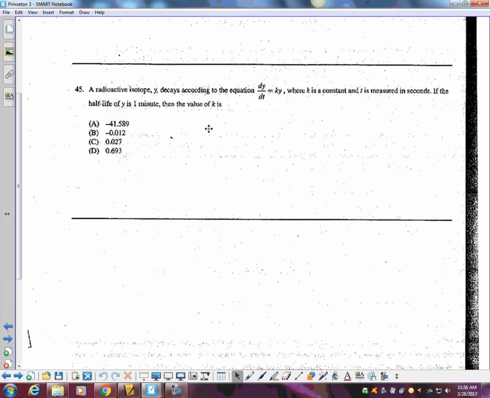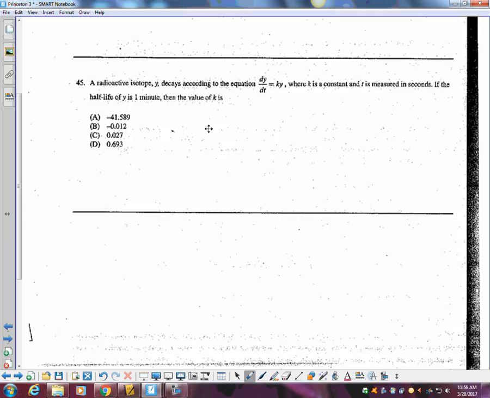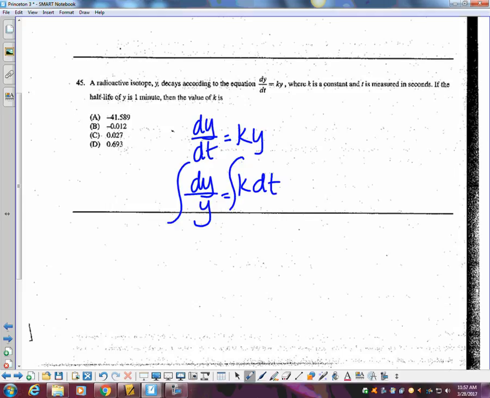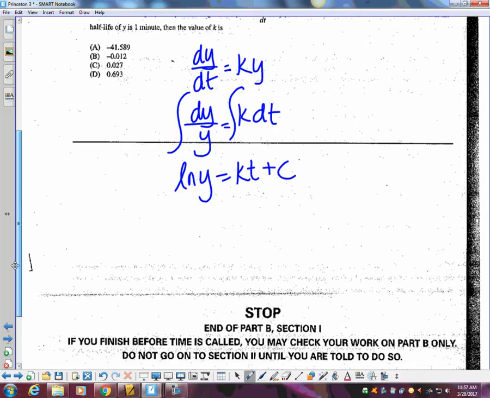Okay? So it's saying that the change in Y is proportional to Y. Okay, I'm going to separate my variables, divide my Y over here, multiply by dt, integrate. That's ln of Y equals kt plus C. This should really start to look familiar by this point. So we're going to snail it. e to the kt plus C equals Y. Use your power rules, pull your C down.